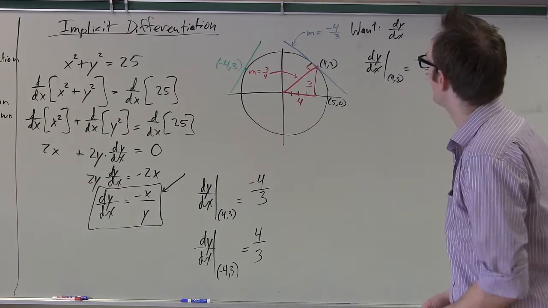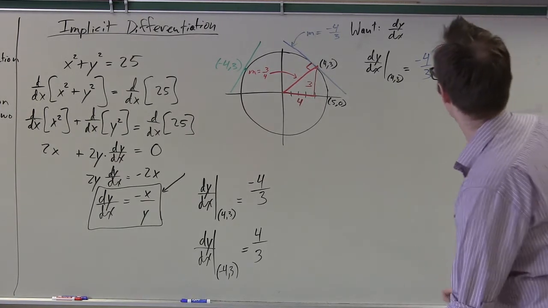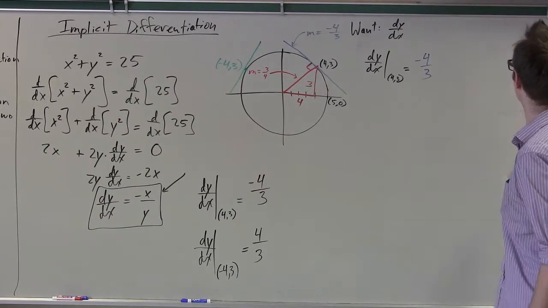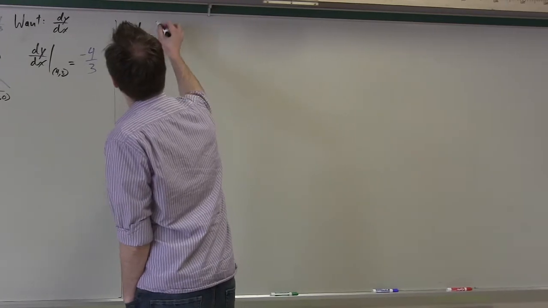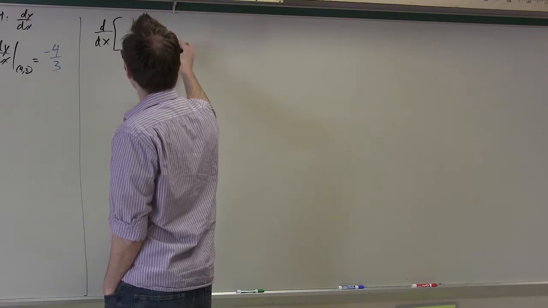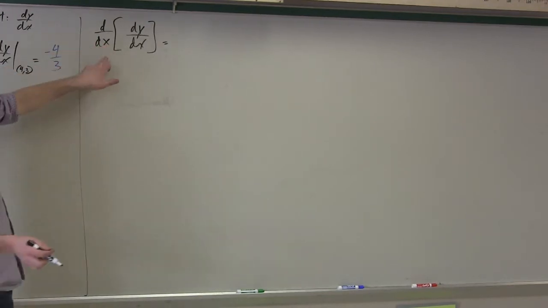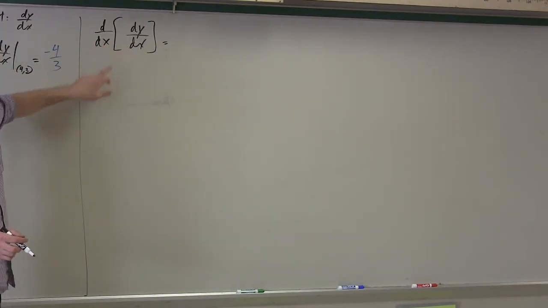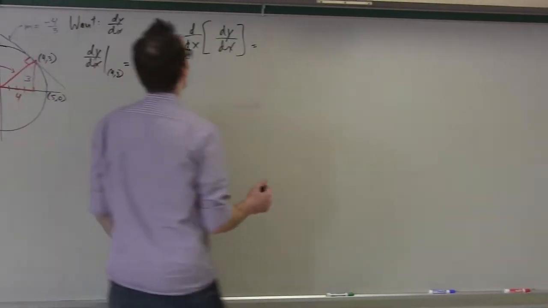Okay, last thing on this subject. We can also take the derivative again. All right, so I want to take the derivative with respect to x of dy dx. And what question is that going to answer? That's going to tell me the rate of change of dy dx with respect to x. In other words, if x changes by a little bit, by how much does the slope of the tangent line change? Okay, how do we do this?